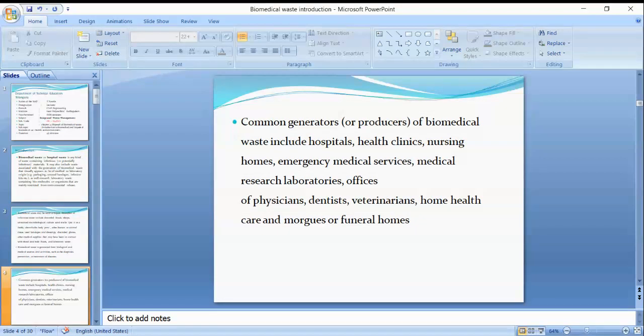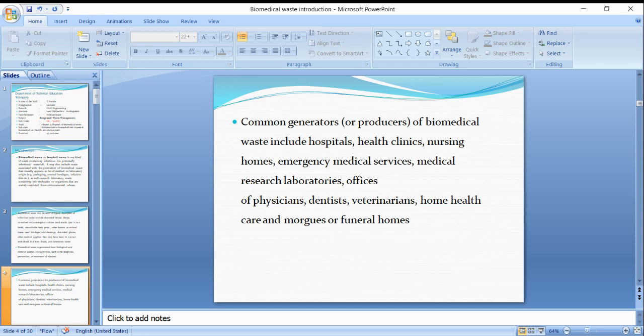Common generators of biomedical waste include hospitals, health clinics, nursing homes, emergency medical services, medical research laboratories, offices of physicians, dentists and veterinarians, home health care, and mortuaries or funeral homes. These are the places where biomedical waste is generally generated.